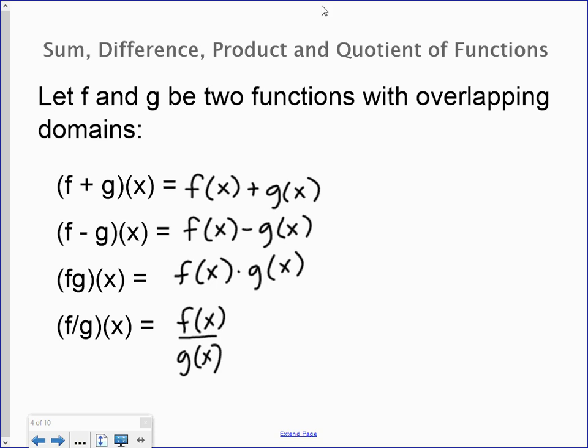Now, in order for you to be able to add, subtract, multiply, divide, the 2 functions have to have some overlapping domain. So they have to have some x's in common so that you can add, subtract, multiply, and divide. When you actually do that, that may change your domain, or your domain may remain the same. One function that you have to be really careful of is division.